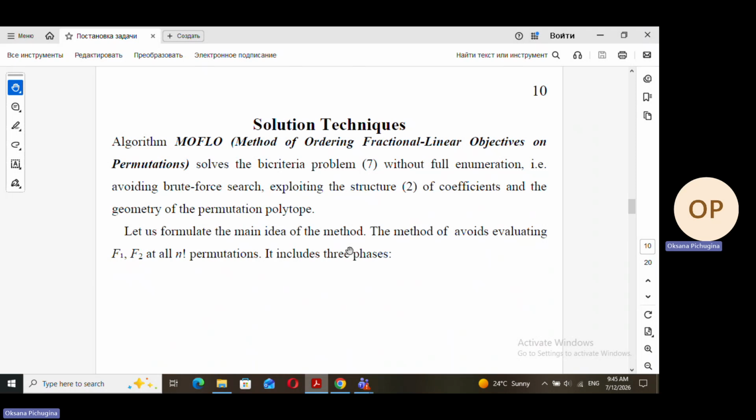Now, let's move to the solution technique. MoFlow exploits the above coefficient structure along with the geometry of permutations and aims to order assignments by F1 without directly evaluating or sorting every candidate.